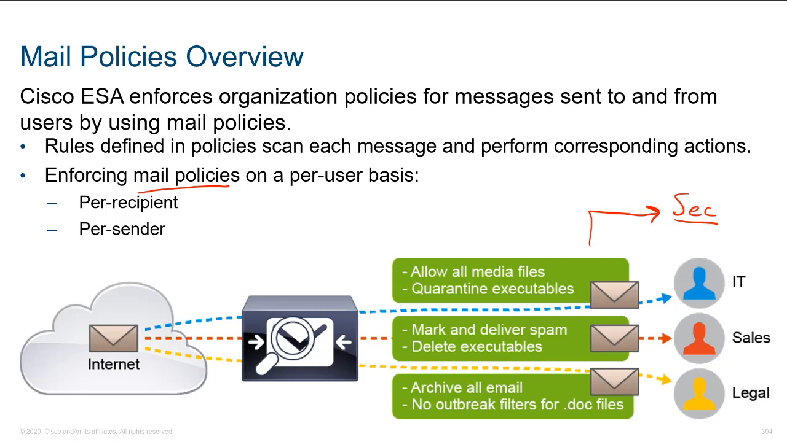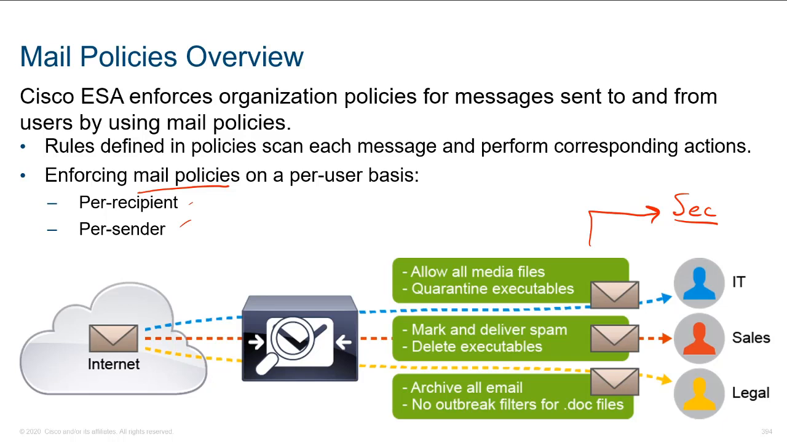And again, maybe that isn't appropriate for your company. Realize that this can happen on a global level. It can happen on a group level. We can do it on a per recipient or per sender level. So what we'll do is we'll say, hey, sensor, when you see IT users, when you see sales users, when you see legal users, a lot of times we'll tie into authentication credentials to figure out who they are. And then once we know who they are in the group membership, we can determine what it is that they're allowed to do. So in this example, the IT group is allowed media files, and we would quarantine executables.